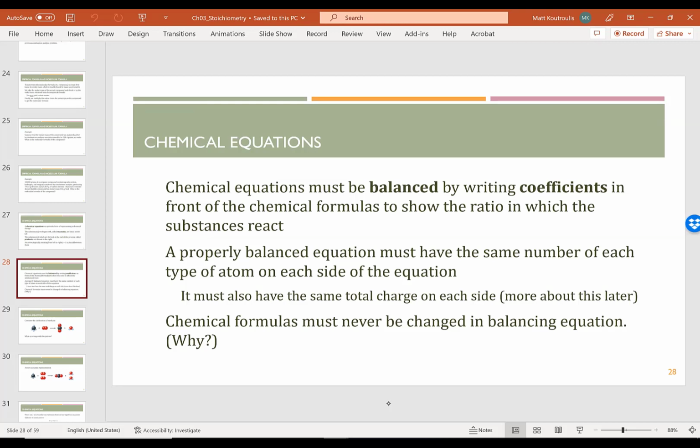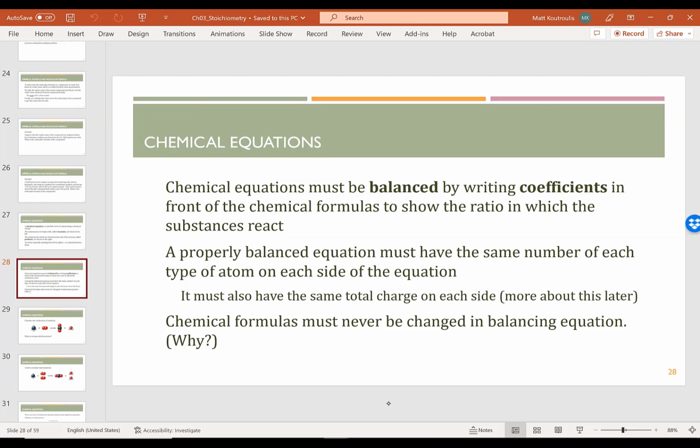It turns out that you must also have the same total charge. That will be an issue we get into in chapter 4 that makes balancing equations much, much more involved. It starts becoming a 10 to 12 step process. As for right now, since we're not dealing with ions that change their formulas, we don't have to worry about that. Now, it's critically important that you never change the formula itself in this process.